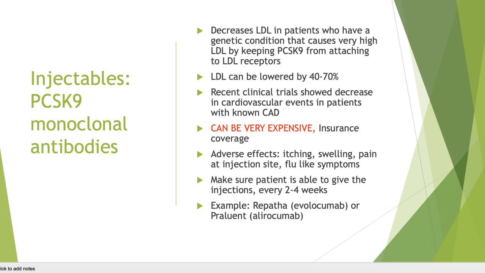But these are injectables, so you have to make sure that the patient is able to give themselves a shot. We do have some patients that actually will come into the office to have their medications given to them. Adverse effects include itching, swelling, pain at the injection site, and sometimes when they start these medications, they can have flu-like symptoms for a few days. These medications are given every 2 to 4 weeks. Examples of these are Repatha and Praluent.